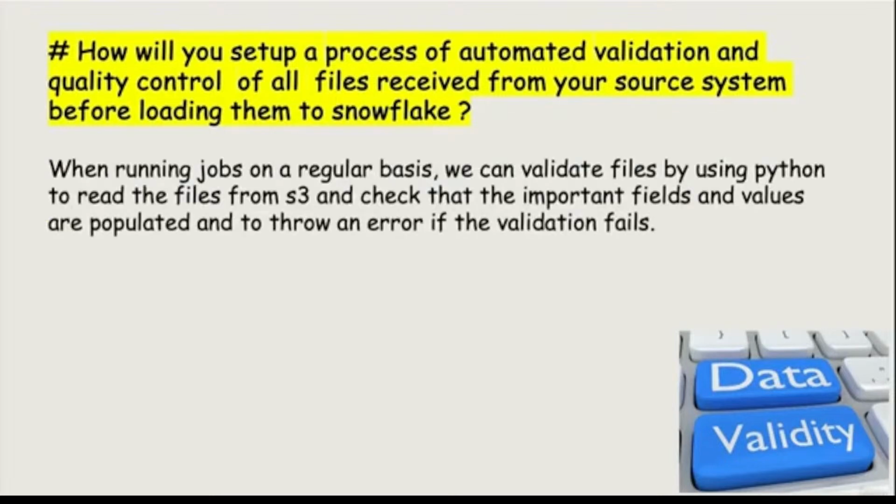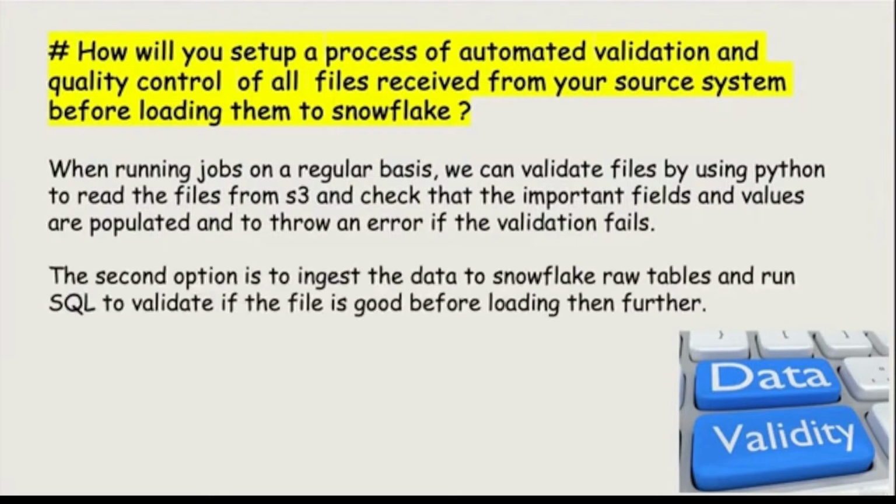When running a job on a regular basis, we can validate files by using Python to read the files from S3 and check that the important fields and values are populated and to throw an error to validation. What we can do is that we can remove the file before it is loaded into the target table. An alternate option is to ingest the data to Snowflake tables where all the columns will be of string data type and run SQL to validate if the file is good before loading them further.